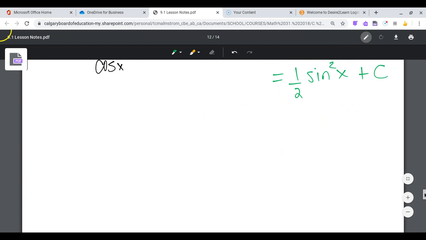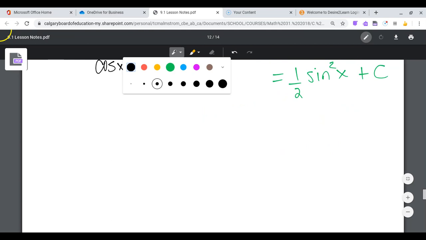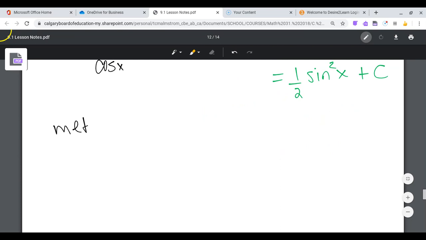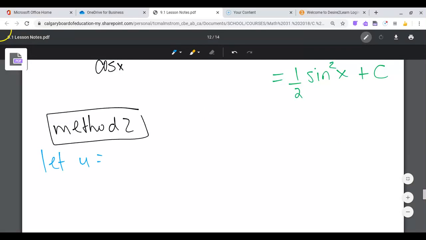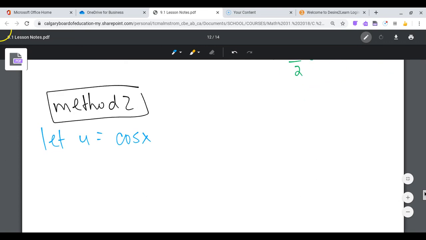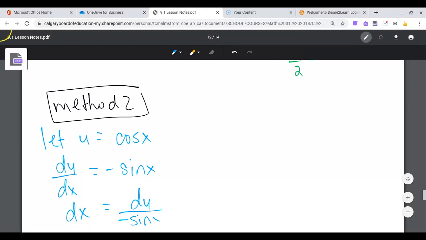So that was one possibility. All right, let's try it the other way. What if, method 2, what if I said let u equal cos x this time? What would happen? Would I get a similar answer? Would I get the same answer? Let's find out. So I'm going to take the derivative. Remember, the derivative of cos is negative sine. When I rearrange, I get dx is equal to du on negative sine x.